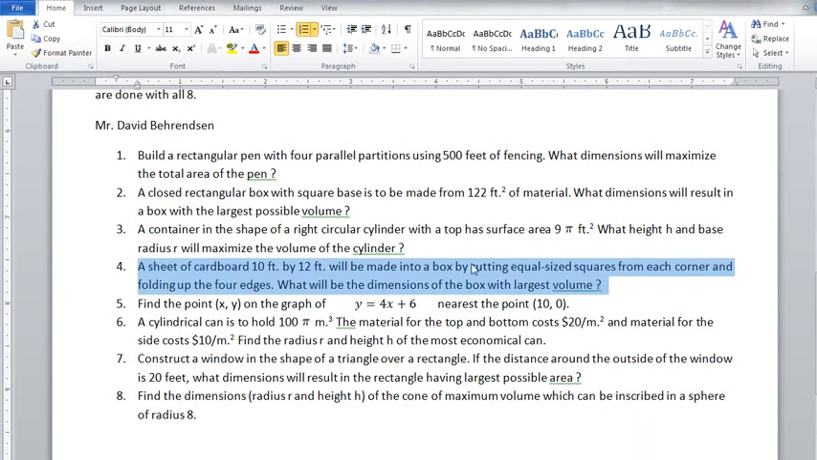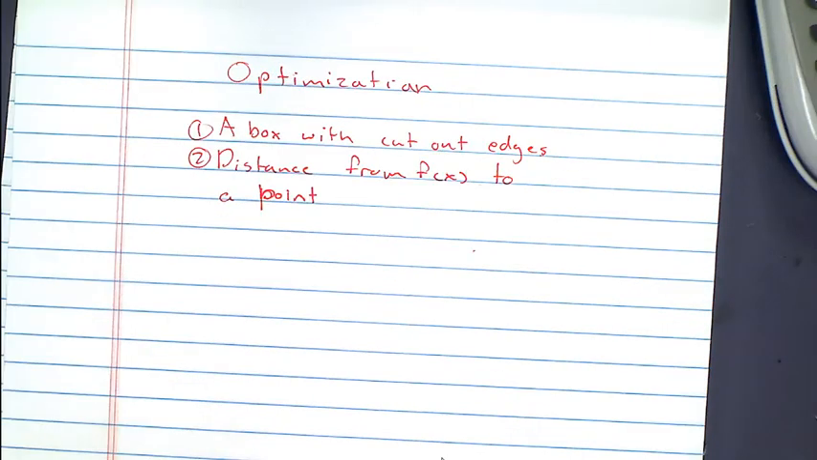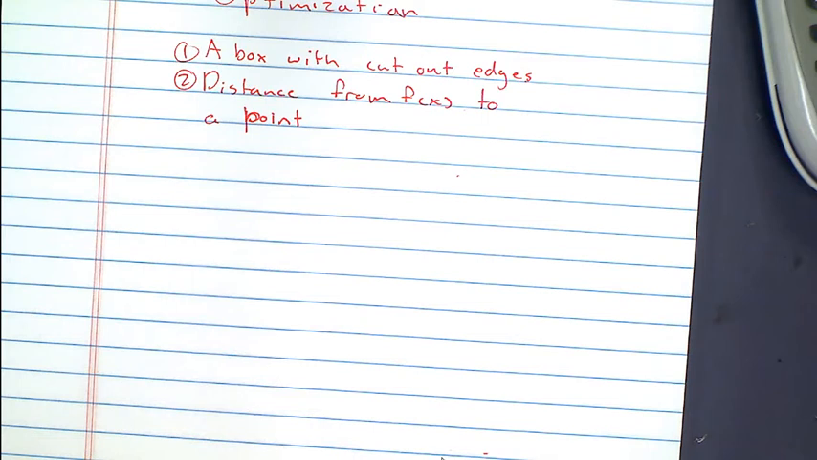Okay, so we're going to do this one first, but I'm going to do an example. I'm going to make it 10 feet by 20 feet. Okay, so here we go. My weapon of choice is a pencil, not a pen.